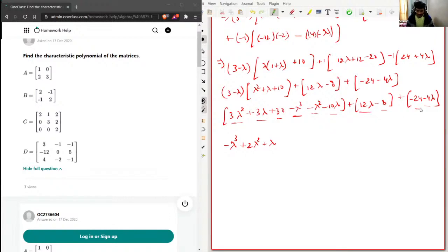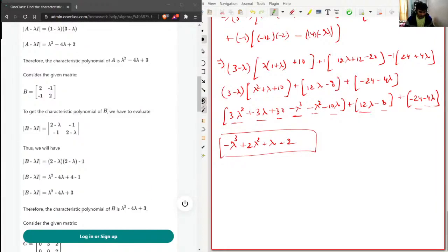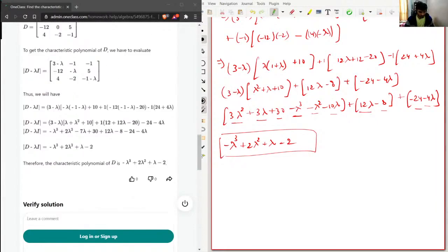Just to be quick, I'll just go with the calculator. 30 minus 24 minus 8, minus 2. This is minus 2. I hope that for the D matrix this is the answer. For such kind of long calculations we can definitely make mistakes. So minus lambda cube plus 2 lambda square plus lambda minus 2.